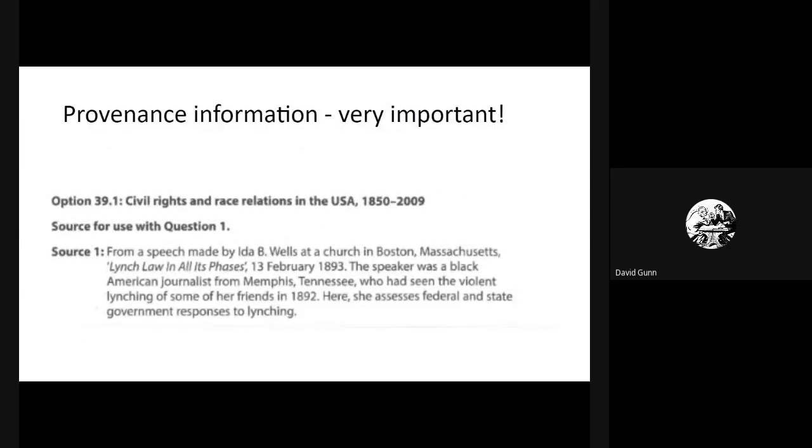And this is the provenance information. The source is from a speech made by Ida B. Wells at a church in Boston, Massachusetts, Lynch Law in All Its Phases, 13th of February, 1893. The speaker was a Black American journalist from Memphis, Tennessee, who had seen the violent lynching of some of her friends in 1892. Here she addresses federal and state government responses to lynching.